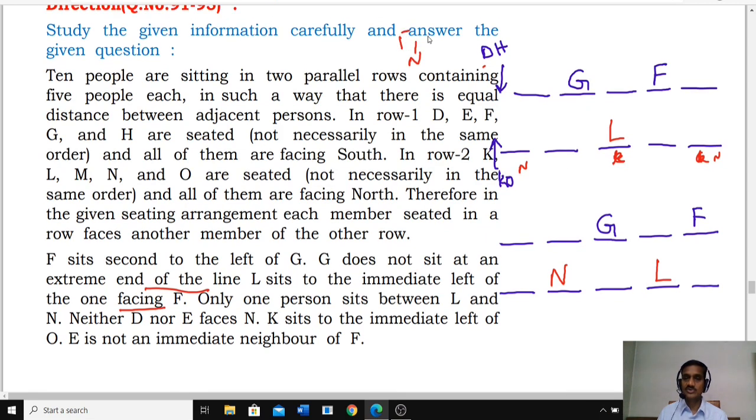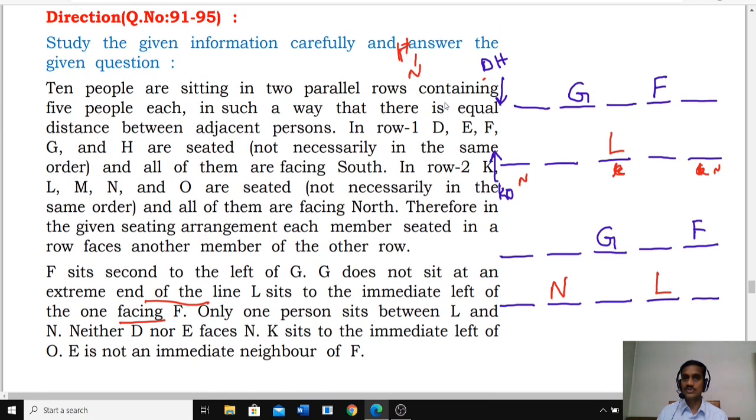N and H are opposite to each other. That means in the first case, N and H are opposite to each other. If N is here, H is here; if N is here, H is here. Here we have G, and neither D nor E faces N. Next to N, D cannot come, E cannot come, F cannot come, G cannot come, so H cannot come here either. N and H. Neither D nor E faces N.